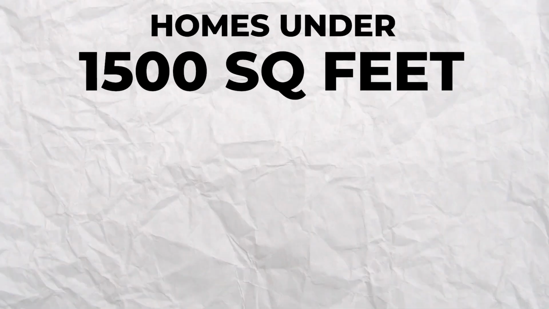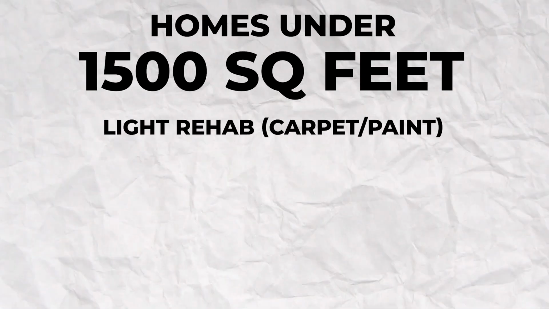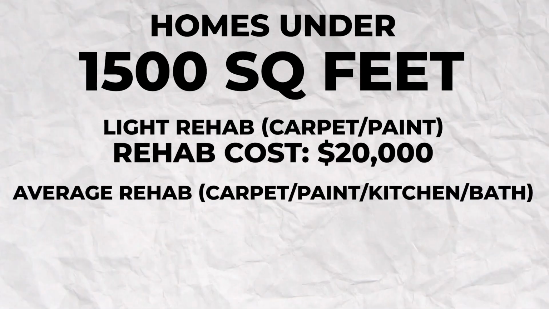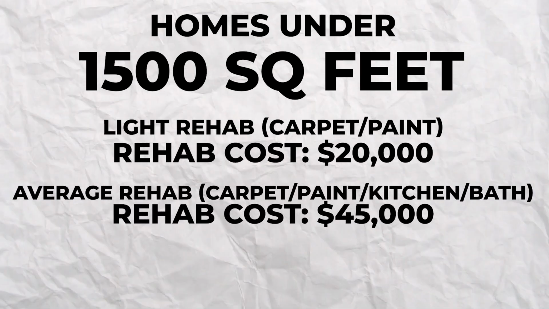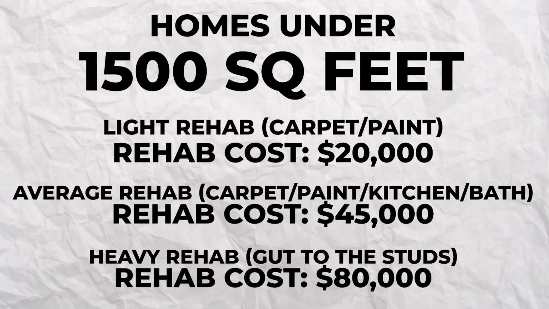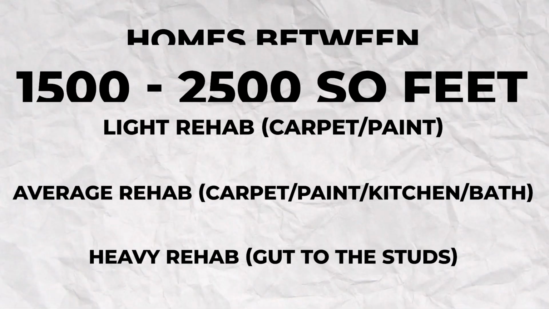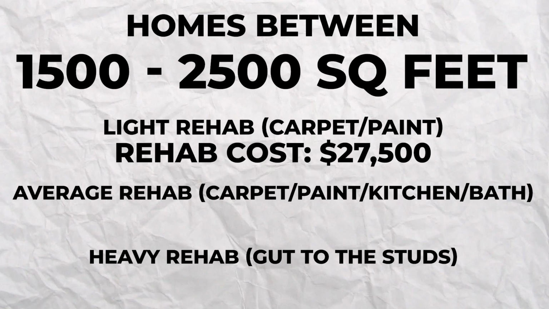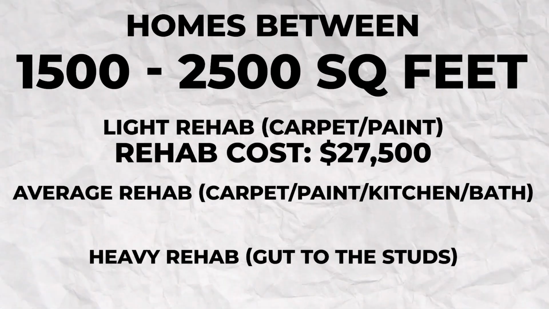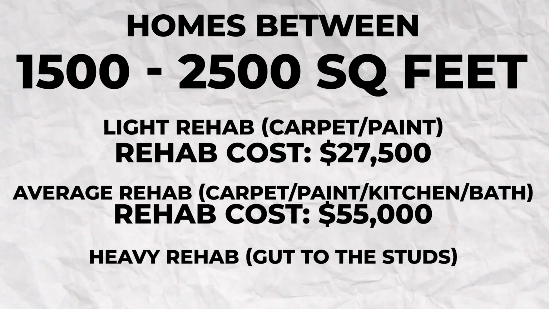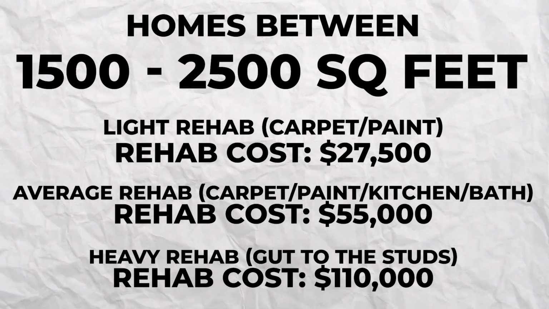So here they are. For homes under 1,500 square feet, a light carpet paint rehab costs $20,000. An average carpet paint kitchen bath rehab costs $45,000, and a heavy complete gut rehab costs $80,000. For homes between 1,500 and 2,500 square feet, a light carpet paint rehab costs $27,500. An average carpet paint kitchen bath rehab costs $55,000, and a heavy complete gut rehab costs $110,000.